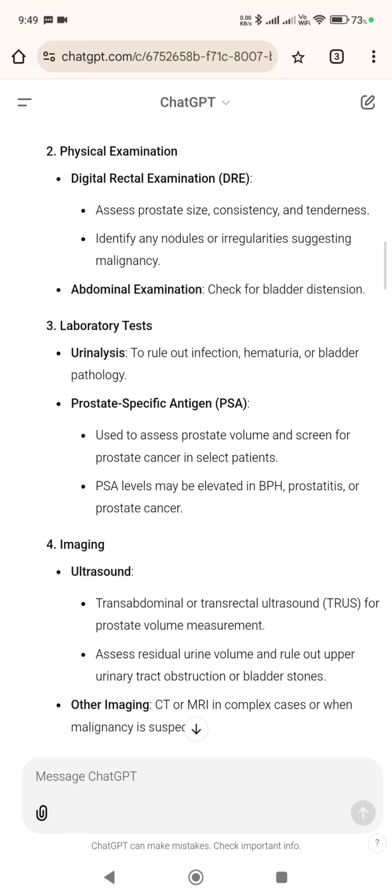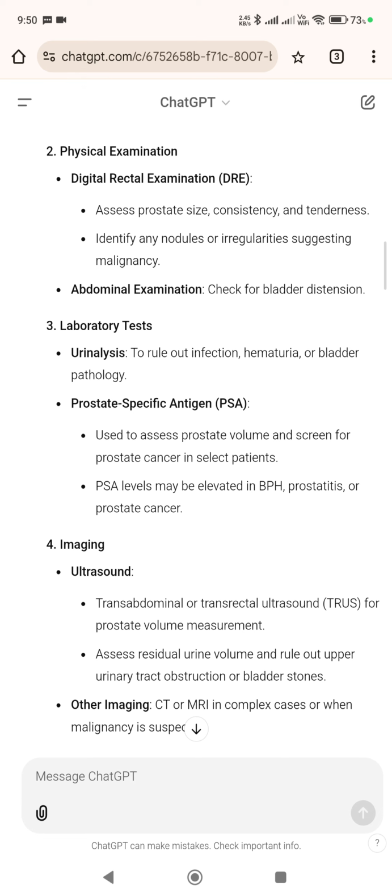Identify any nodules or irregularities suggesting malignancy. Abdominal examination, check for bladder distension. 3. Laboratory tests, urinalysis, to rule out infection, hematuria, or bladder pathology. Prostate-specific antigen, PSA, used to assess prostate volume and screen for prostate cancer in select patients. PSA levels may be elevated in BPH, prostatitis, or prostate cancer.